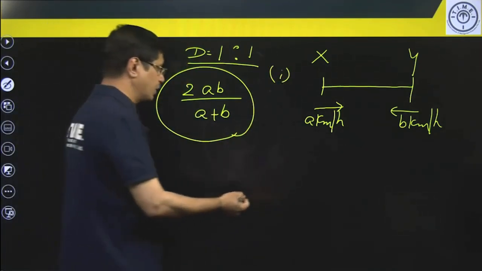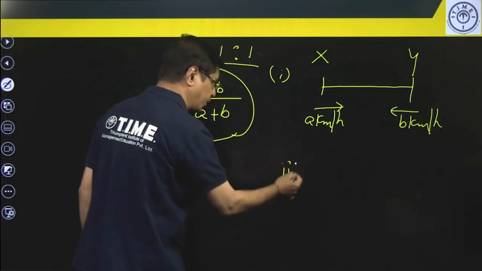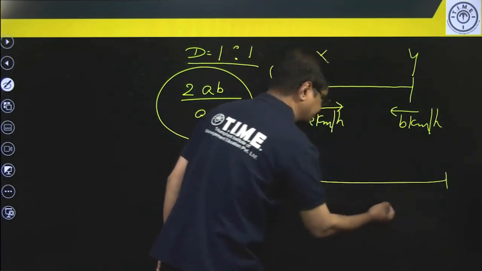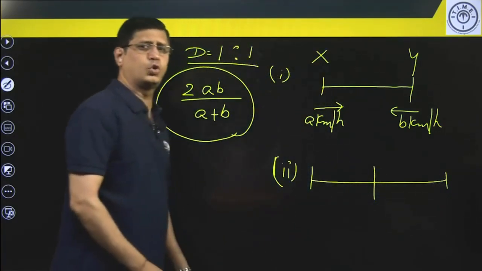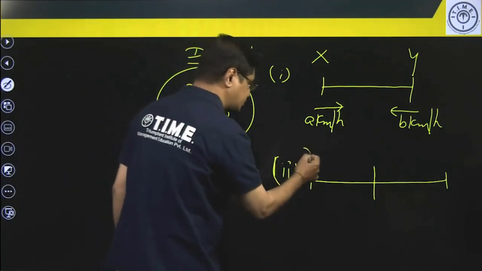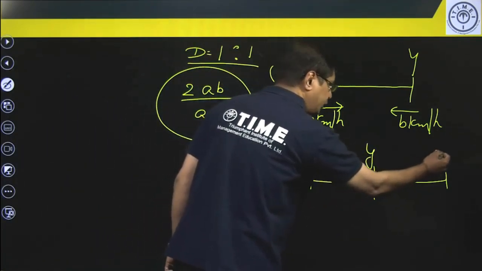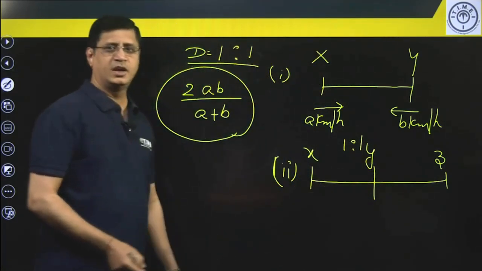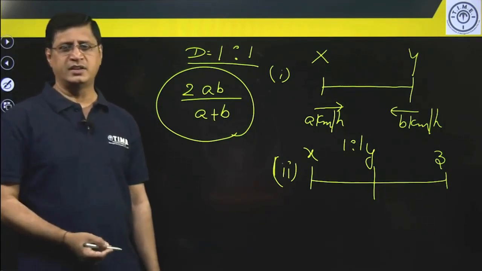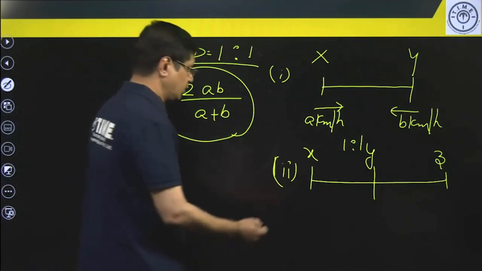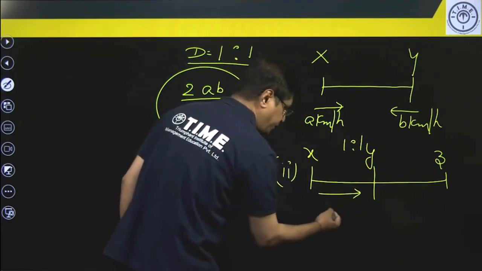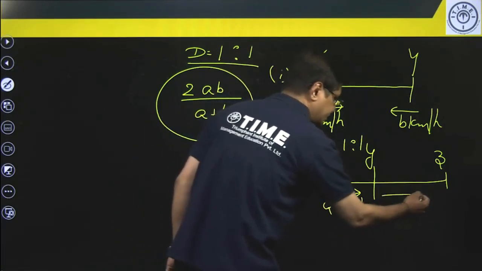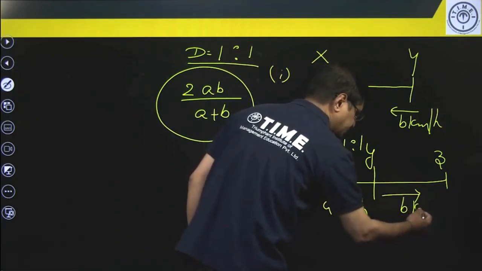Now the same condition we can apply using one more example. Just look at this one. Here, one more example. I am taking the total distance divided into equal parts. Two equal parts, X to Y, Y to Z. The distances covered here are in 1:1 ratio. X to Y and Y to Z, the distances are the same. Now look at the first point here. The speed is a kilometer per hour and the second speed is b kilometer per hour.